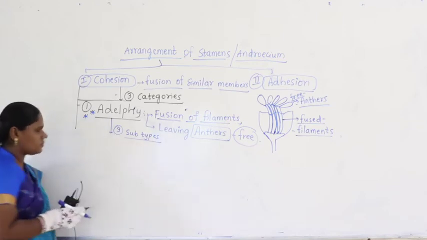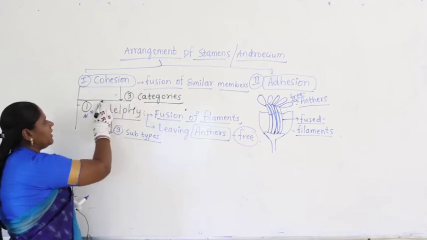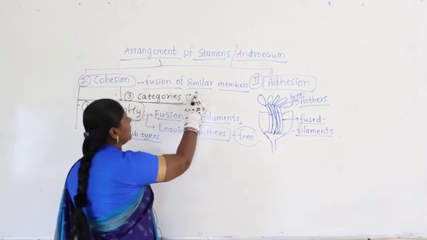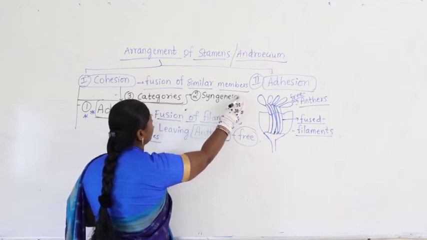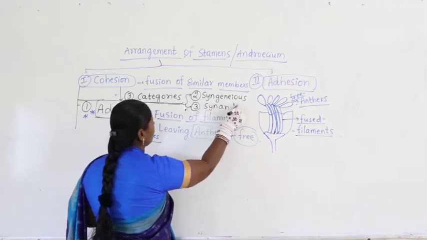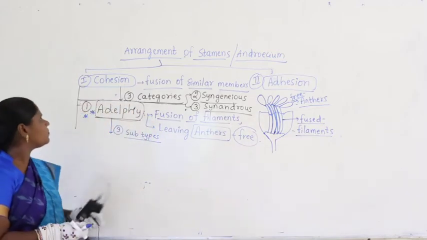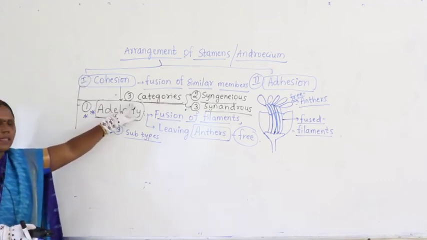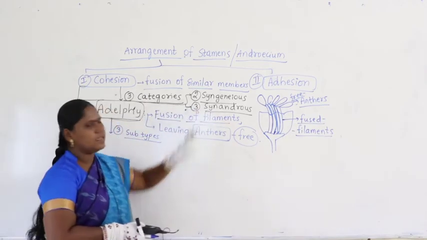Guys, when you make it here, the cohesion is divided into how many categories? 3 categories. What is the first category here? Adelphi, first one. We will discuss later what is the second category: Syngenesious. What is the third category? Synandrous. You need to have very clear clarity in your young mind here. The cohesion is divided into 3 categories. What are they? First one is Adelphi, second one is Syngenesious, third one is Synandrous.